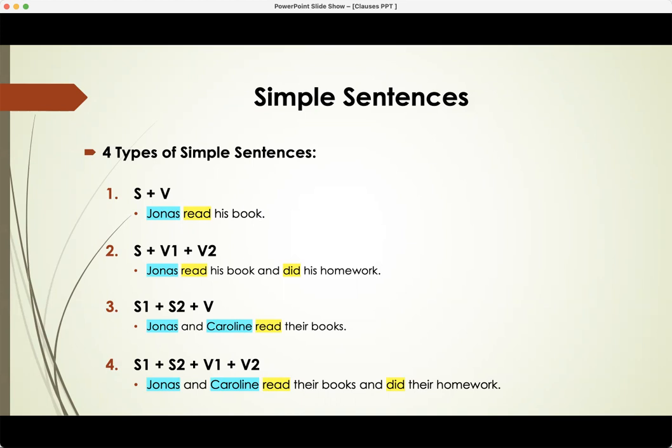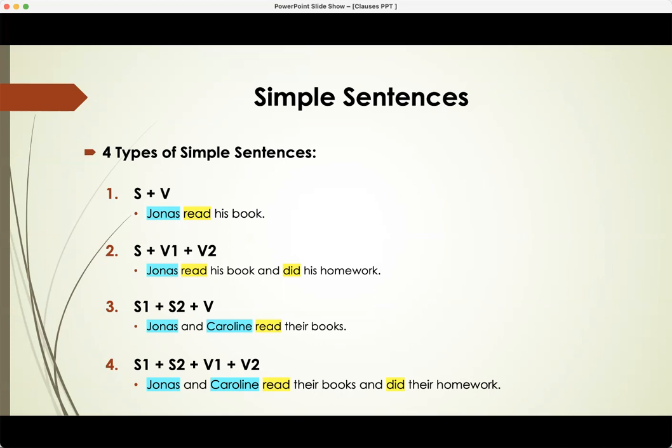And finally, we have the situation where we have two subjects, but each one of these subjects did the same two actions as the other. For example, Jonas and Caroline read their books and did their homework. So the subjects are Jonas and Caroline. What did Jonas do? He read his book and he did his homework. Okay, what did Caroline do? She did the same two actions. She also read her book and she did her homework.